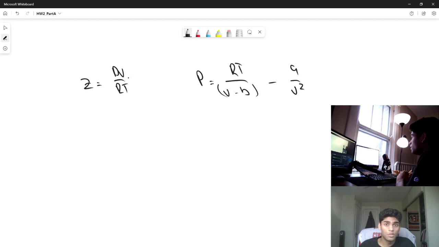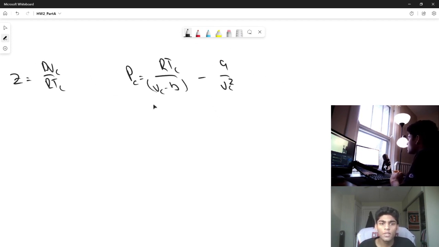So we know the volume, it's the critical volume. We know the temperature, it's the critical temperature. We know R is the universal gas constant. However, we don't know our pressure yet. But since we have derived A and B, we can go ahead and find the critical pressure at the critical point. So let's go ahead and plug these in.